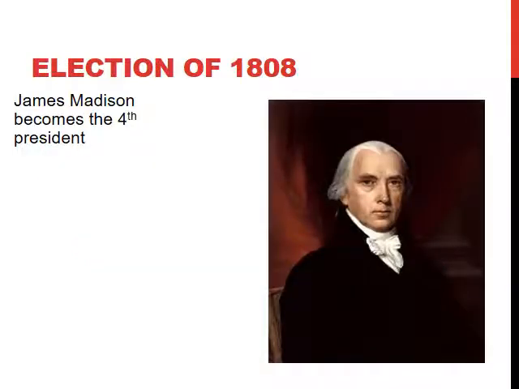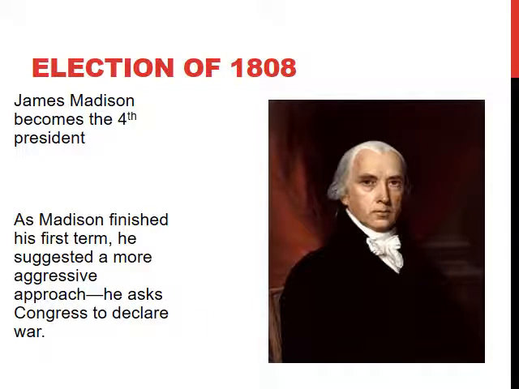With the election of 1808, James Madison became our 4th president. As Madison finished his term, he suggested a more aggressive approach, and he asked Congress to declare war. This greatly differs from Thomas Jefferson's approach because Jefferson thought that passing the Embargo Act would get the British to stop impressing our sailors. This clearly did not work.